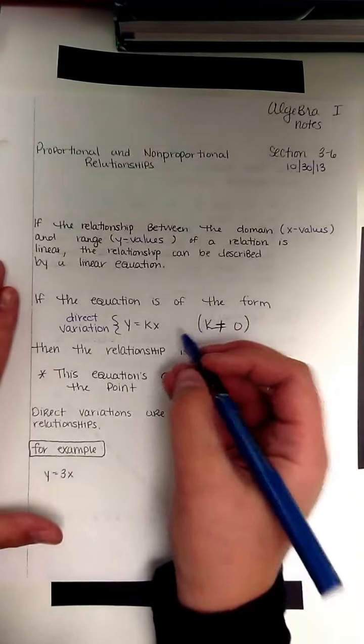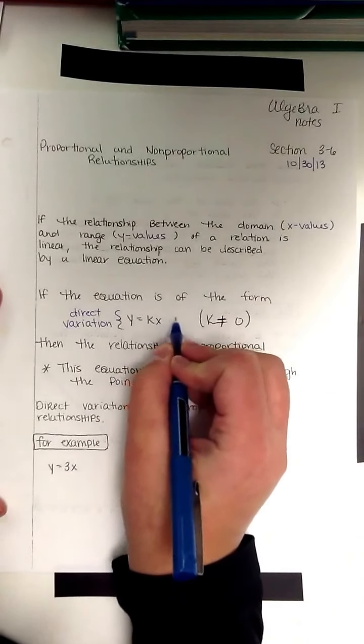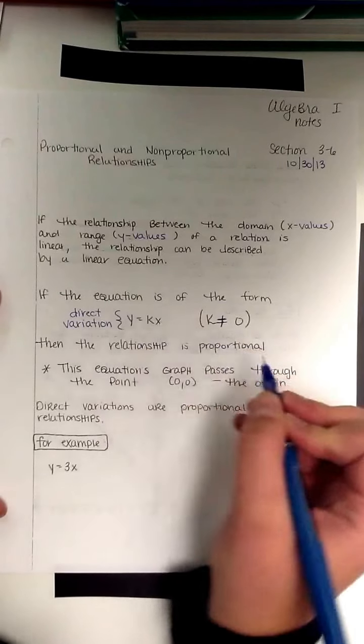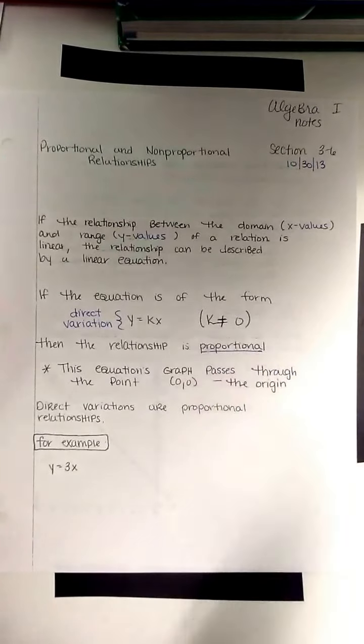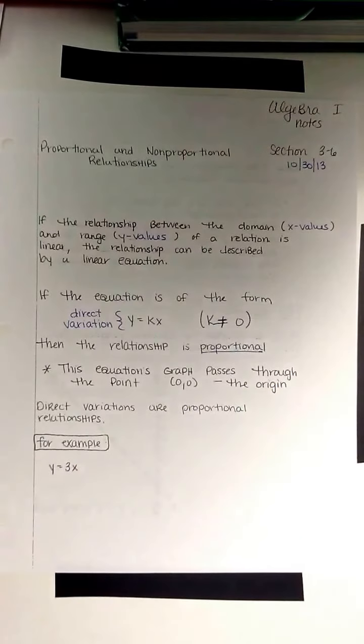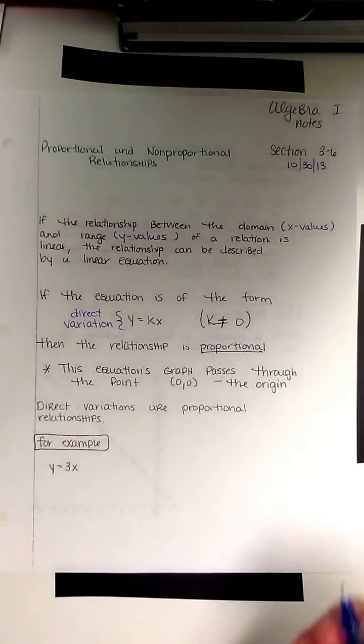Now, what we're going to see when we turn to the other side of our notes is you're going to have y equals kx plus or minus something. So if you just see y equals kx alone, then it is proportional. This equation's graph will always pass through the origin. We remember that from our 3.4 notes. And so direct variations are proportional relationships.